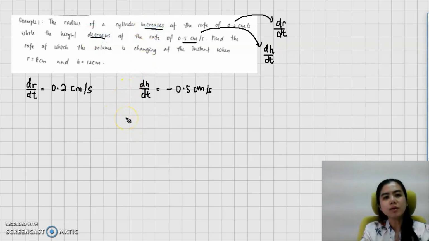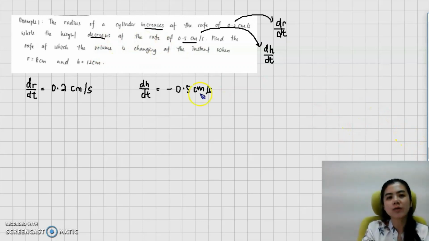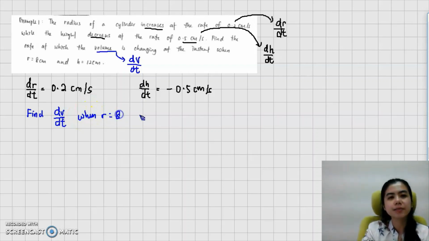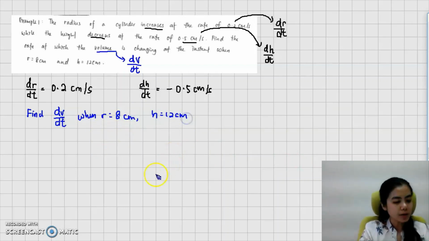Okay, so look at the things that we are required to find in this question. You say find the rate at which the volume is changing. So we're talking about the change of the volume, okay? The rate of change of the volume basically refers to dV/dt, where V stands for the volume. So they ask you to find dV/dt when your r is 8 and your h is 12. Alright, okay, that is what we have.